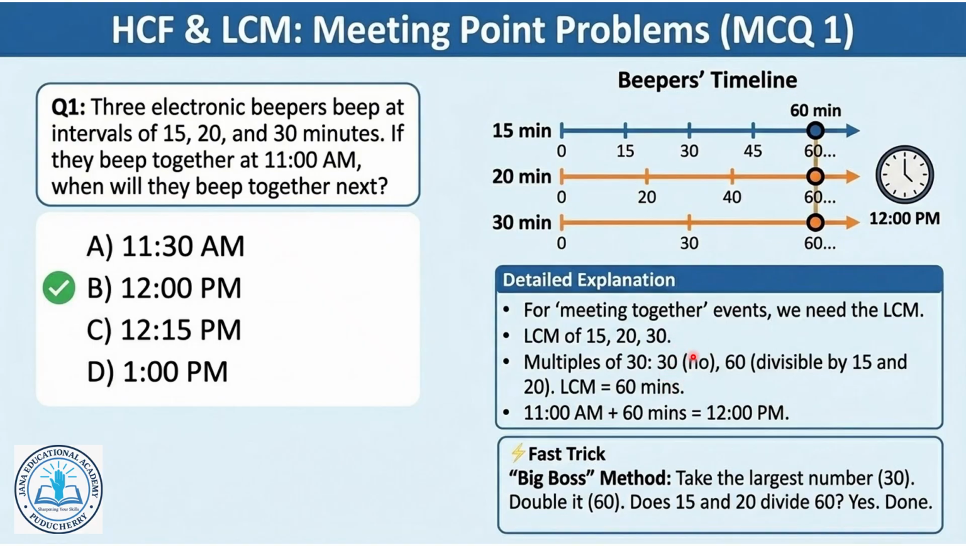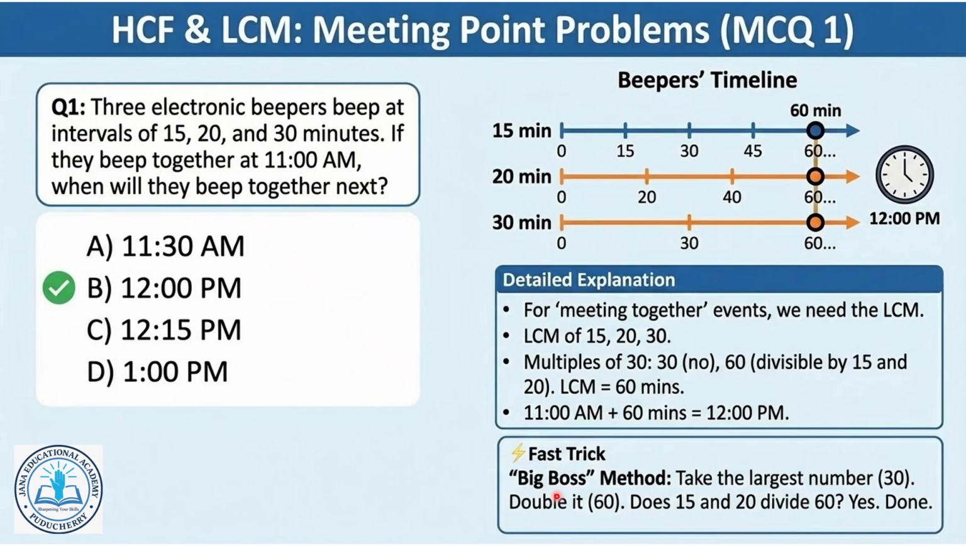So the LCM of 15, 20 and 30 is nothing but 60. The LCM is 60 minutes. So 11 AM is already given. 11 plus 60 minutes, which is nothing but 1 hour, so it will become 12 PM.